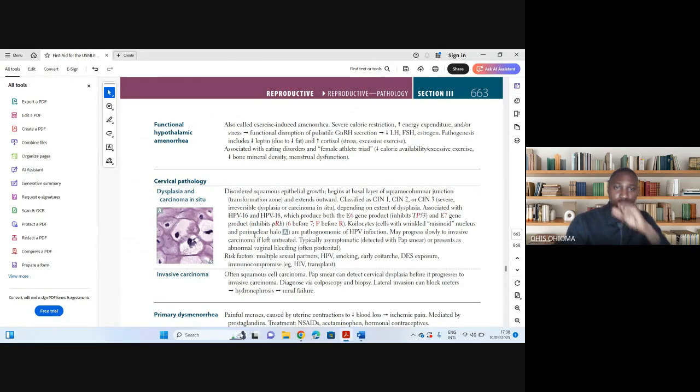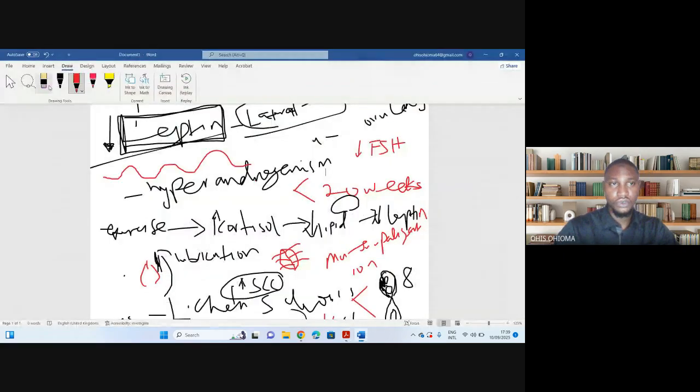Now we're going to talk about cervical carcinoma. Anytime you see dysplasia, it means a disorganized epithelium. Carcinoma in situ means it has the potential of becoming cancerous, but it has not left the basement membrane. Cervical cancer is more common in the transformation zone, in the basal layer, and it extends outwardly. So let me explain what I'm trying to say.